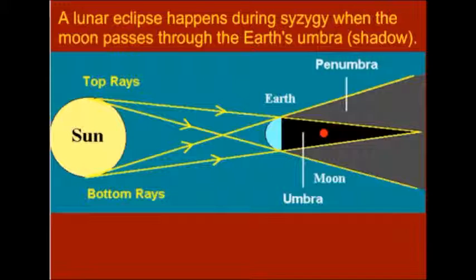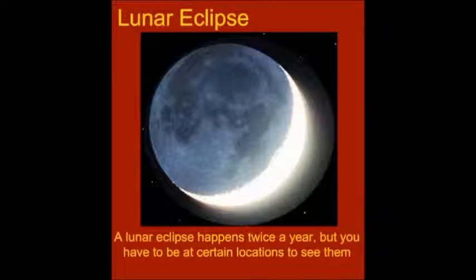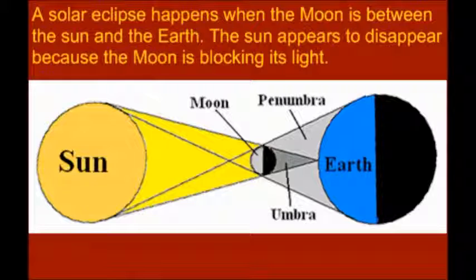A lunar eclipse happens during syzygy when the moon passes through the Earth's umbra, which is a fancy name for a shadow. A lunar eclipse happens twice a year, but you have to be at a certain location on Earth to be able to see it. A solar eclipse happens when the moon is between the sun and the Earth. The sun appears to disappear because the moon is blocking its light.